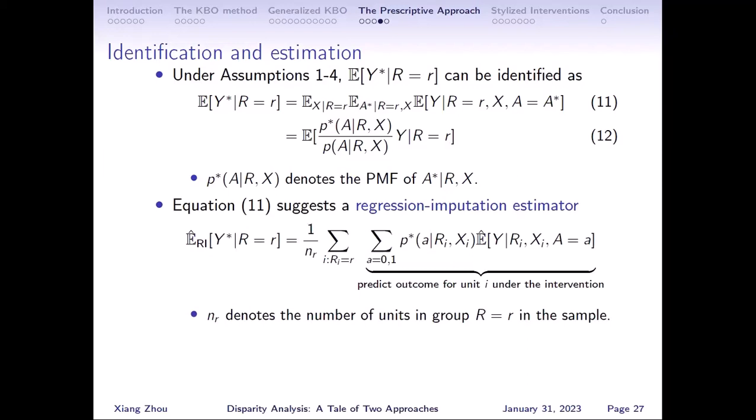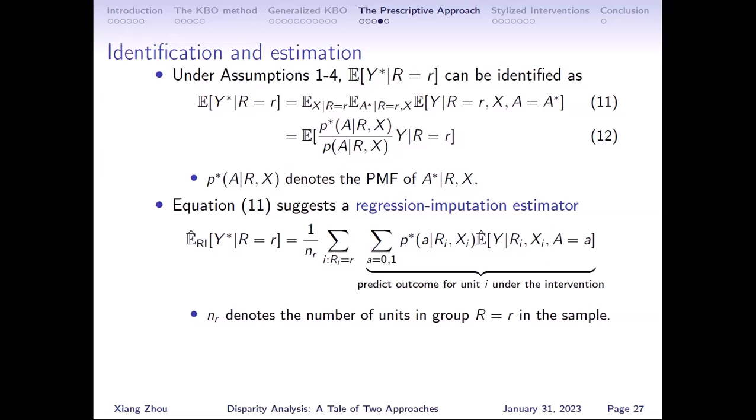Equation 11 suggests a regression imputation estimator. Here, we fit an outcome model given everything else: race, covariates, treatment. Then we obtain predicted outcomes. For each unit, we obtain two predicted outcomes, one under treatment and one under control. Then we form a weighted average of these two predicted outcomes, where the weights correspond to the conditional probabilities of treatment under the intervention. You can see the weighted average can be understood as a predicted outcome for unit i under the intervention. Then we average these predicted outcomes separately for Blacks and for whites to obtain our target estimate.